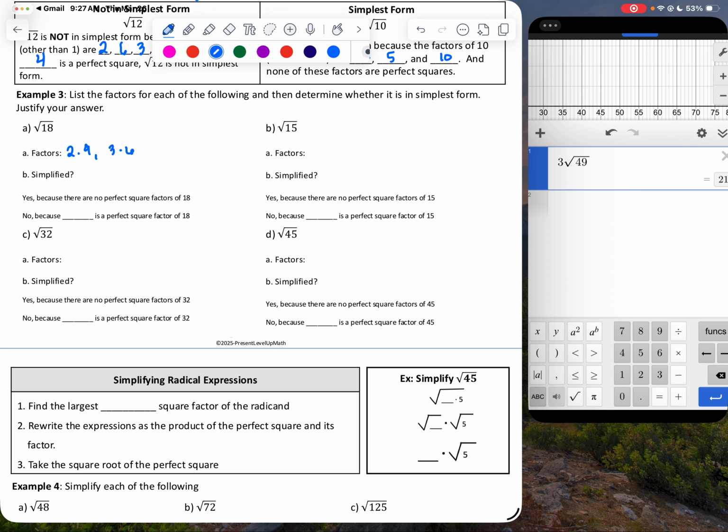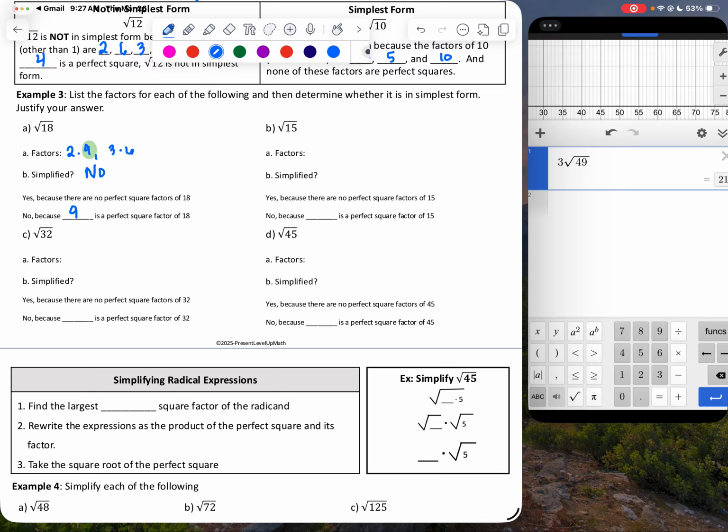3 times 6. So you want to look for those and ask yourself, is 2 a perfect square? No. Is 9 a perfect square? Yes. Is 3 a perfect square? No. Is 6 a perfect square? No. So is this simplified? No. And the reason is no, because 9 is a perfect square factor of 18. Okay? All right, square root of 15.